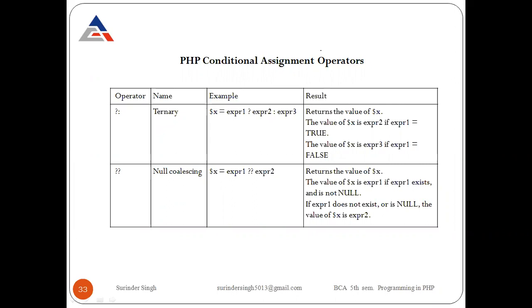Now these are the PHP conditional assignment operators. First is the ternary operator, and second is null coalescing. Clear? You can see the example of the ternary operator in the example column.